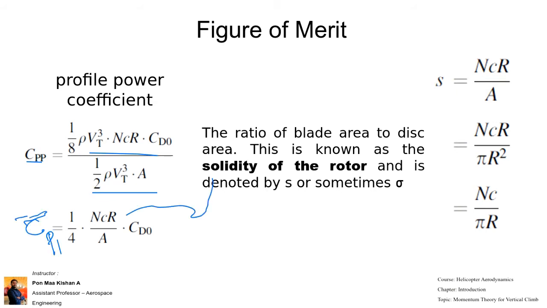CPP is equal to 1 by 4 NCR by A, where A is the disk area. So this is the rotor area, the circular disk area, into the coefficient of drag. Here we are getting a term called solidity ratio. We will be calling it the solidity ratio.